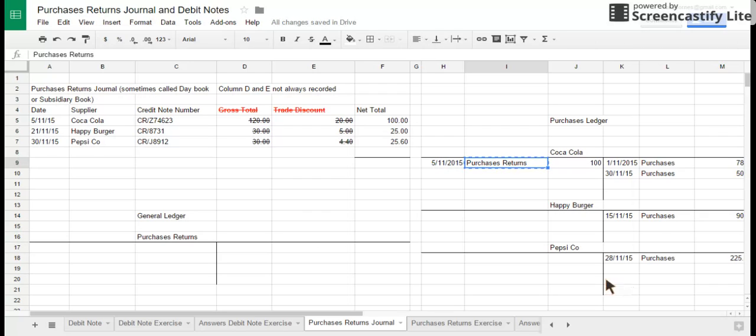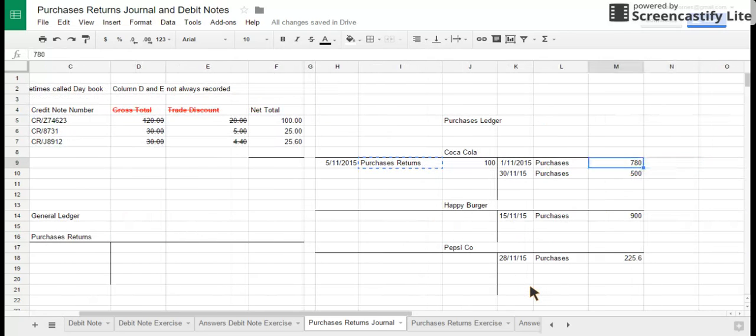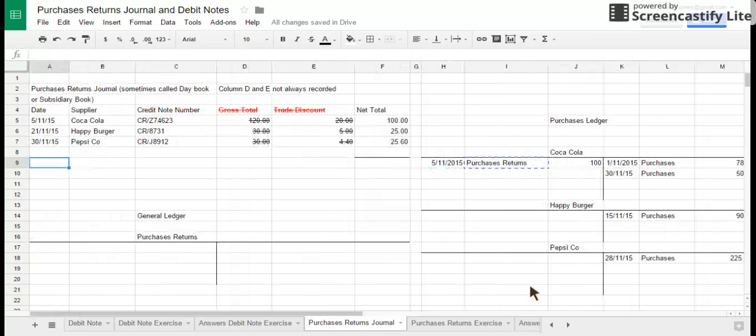If you remember, the reason why this goes on the debit side is because when we send the goods back, it's going to reduce the amount of money that we owe to our suppliers, or the business owes to their suppliers. So they're not going to pay the full $780 because they've sent $100 worth of goods back. So it's reducing the liability.